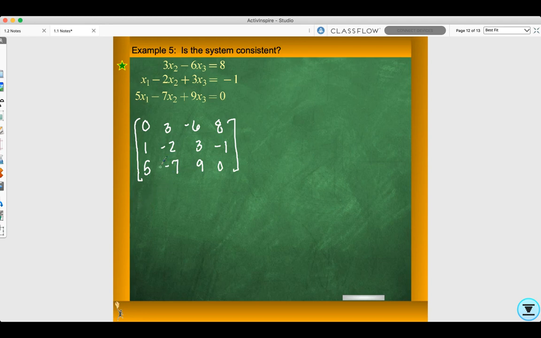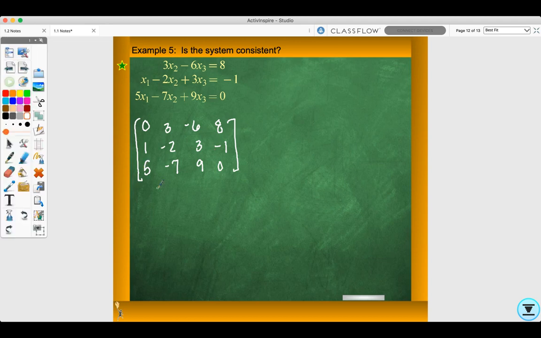So let's go ahead. I'm going to interchange row 1 and row 2 so that this leading 1 is on the top. That's the first thing I'm going to do. I also am going to multiply row 1 by negative 5 and add it to row 3 so I can also get a 0 there. So I would have 1, negative 2, 3, negative 1. I'd have 0, 3, negative 6, 8. And then again, I'm multiplying my original row 2 by negative 5 and adding it to row 3. And I get 0, 3, negative 6, 5.